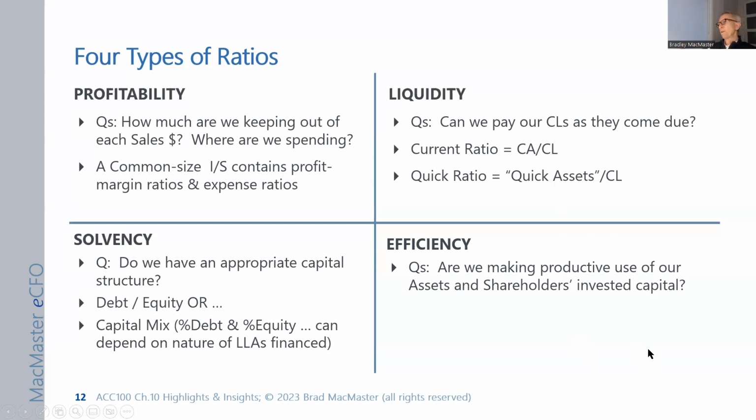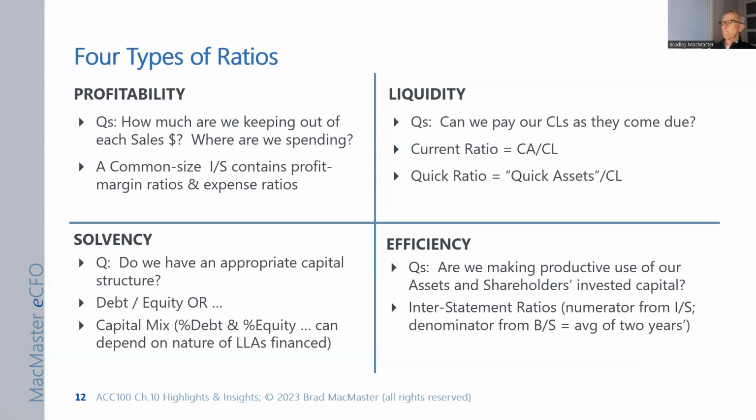So to do this, we create interstatement ratios where we take a numerator from the income statement, like sales or net profit or operating profit, and we divide it by something from the balance sheet, which is usually the average of 2 years on the balance sheet. So if we were, for example, going to calculate return on assets, we would take the operating income from the income statement for the current year and divide it by the average of total assets for the 2 years.